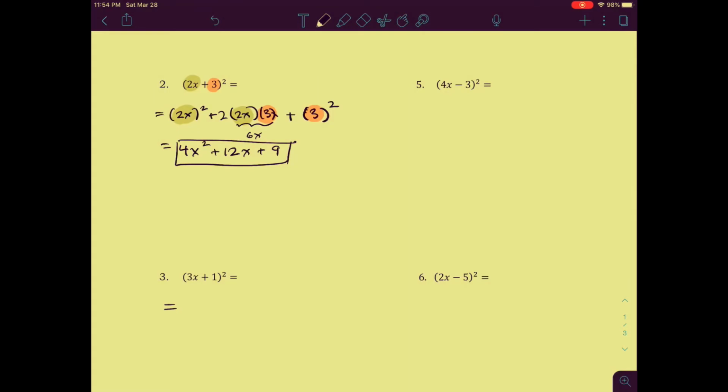So looking at number 3 here, I know that this is a sum, right? It's a square of a binomial sum. So I know that the first term will be 3x squared, again, because this is my first term. And I know that I'm going to be adding, because this is a sum, 2 times the first term of the binomial times the second term of the binomial.